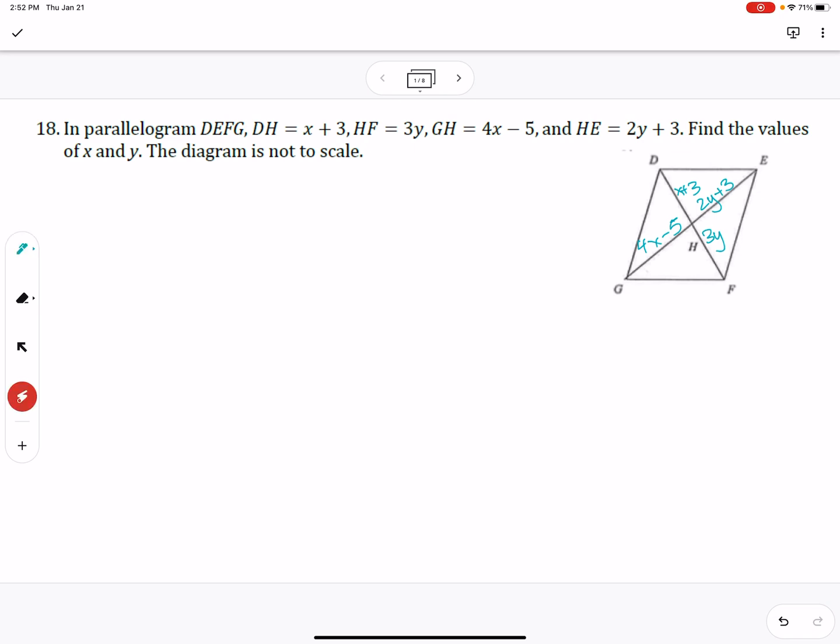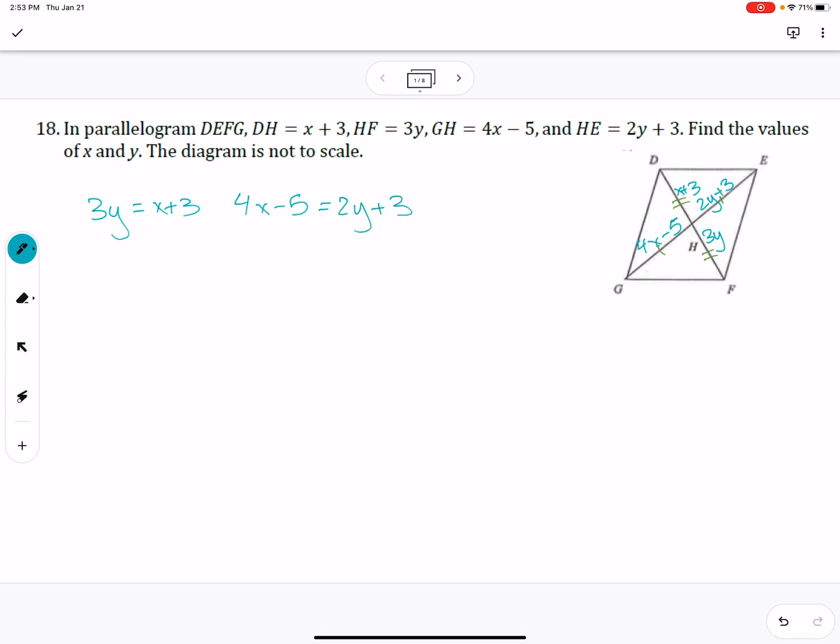Well, since this is a parallelogram, in a parallelogram, the diagonals bisect each other. So these two are congruent and these two are congruent. So I can set up the two equations. 3y equals x plus 3. And I could set up the equation 4x minus 5 equals 2y plus 3.